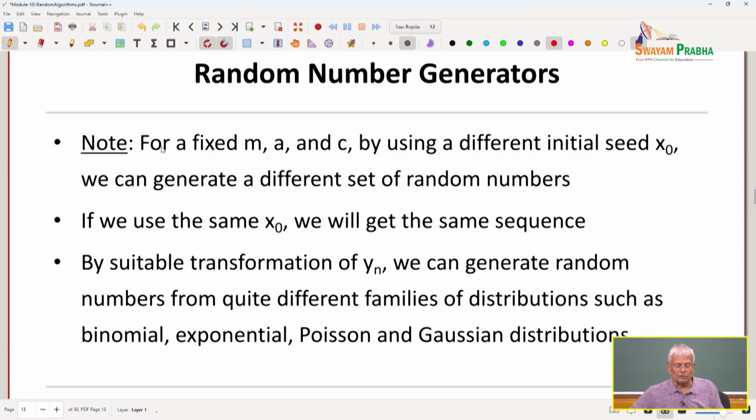So for a random number generator with fixed m, a and c, using different initial seeds, we can generate different sets of random number sequences. If you don't change x naught, we will generate the same sequence. Why? The method is deterministic. So if you want to repeat the experiments, you can keep m, a and c fixed, you need to change only x naught. I told you, telephone number, birth date. So if you want multiple sequences, you can use multiple birthdays or simply pick randomly large 10-digit numbers as initial conditions. If you use the same x naught, we will get the same sequence.